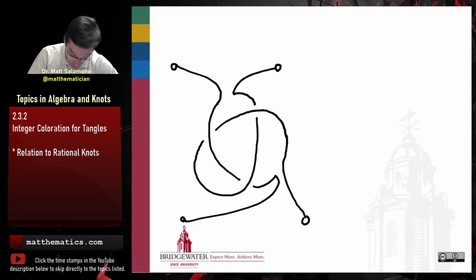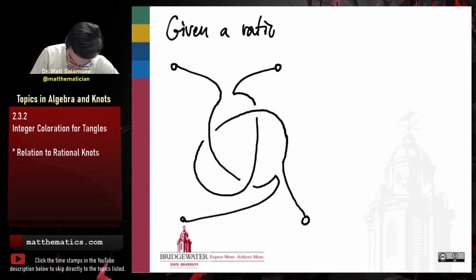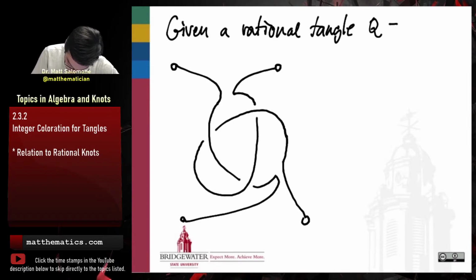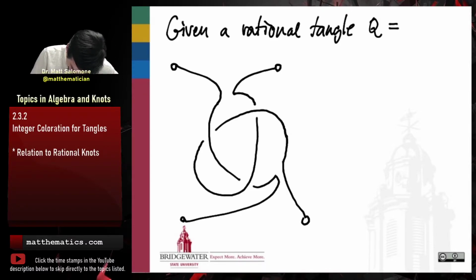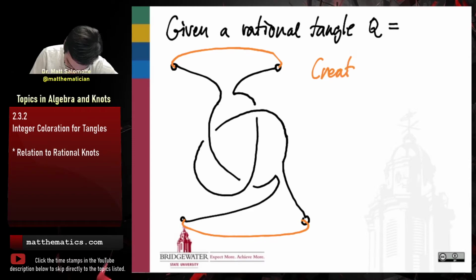Given any rational tangle, I'm going to call this Q, we can turn a rational tangle into a knot. And all we have to do is just undo what we did here. Take those open ends that we created when we cut this knot apart, and we just sew those open ends back together. All we have to do is connect northeast to northwest and southeast to southwest. And we create what's called the numerator closure, N of Q.